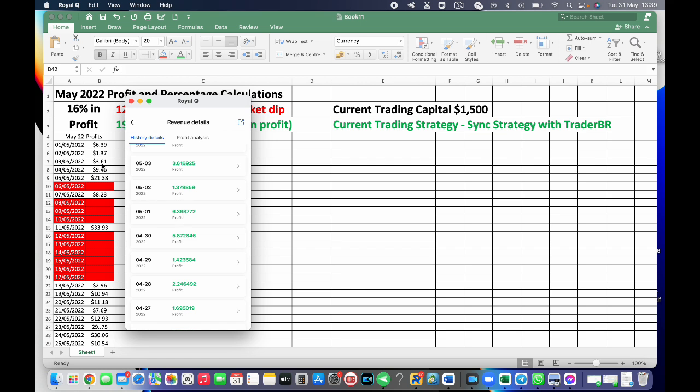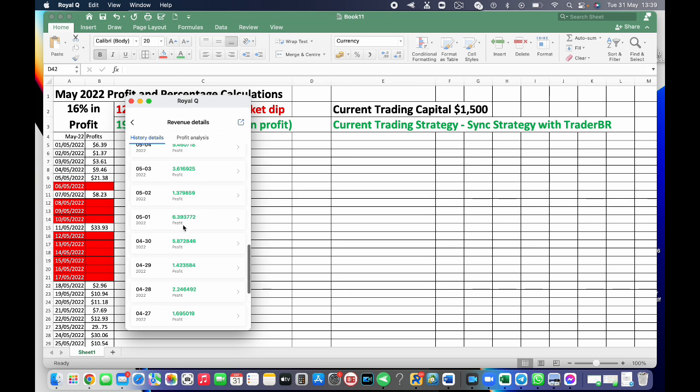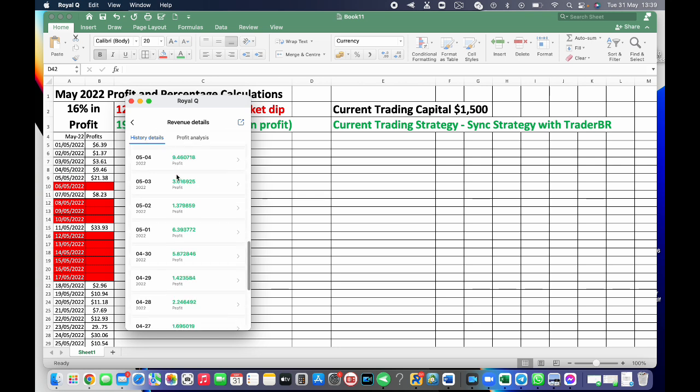So I'm not just making this up, if you know what I mean. So this is $1 on the 2nd, $1 on the 2nd. On the 3rd, $3.61 and 21. So you can see.